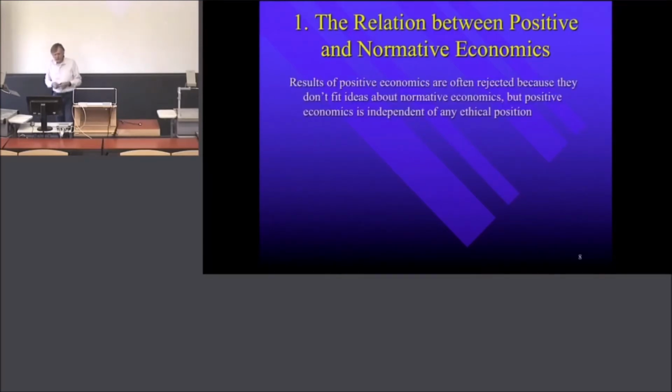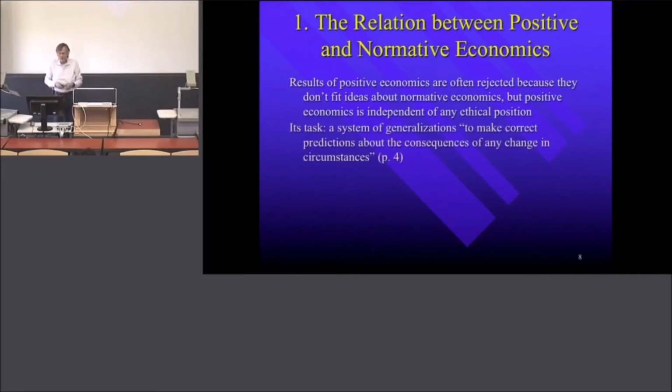Now, what Friedman says there in this relation between positive and normative economics, for which we are fairly well prepared, is that results of positive economics are often rejected because they don't fit ideas about normative economics. But positive economics is independent of any ethical position. So what he says is that if you, for normative reasons, say policies you like or dislike, reject positive economics, you make a mistake, right? And this is exactly what I said when I discussed positive and normative. Your ideas about what should be the case, normative, what sort of, say, equality or whatever, must not influence the results of positive economics, of positive science. They are two independent things, right? This is what he says.